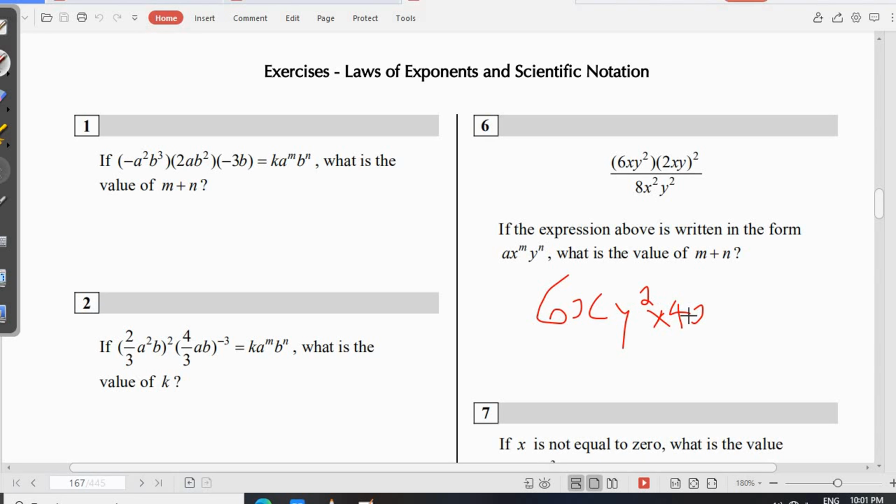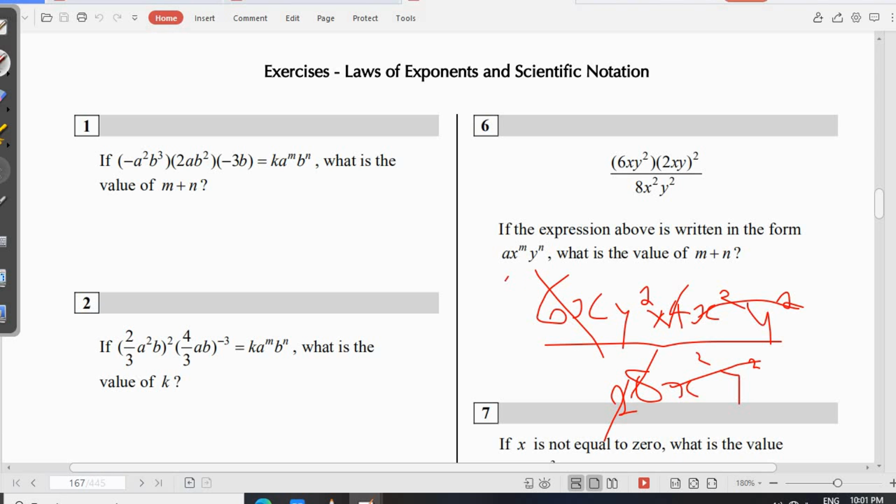So we have 6xy squared times, this is 2 raised to the power 2, which is 4, x raised to the power 2, x squared, and then y raised to the power 2, y squared, and divided by 8x squared y squared. Definitely this x squared y squared is gone with this x squared y squared, and 8 here with the 4 will give us 2, and the 2 with the 6 will give us 3, and that's it.